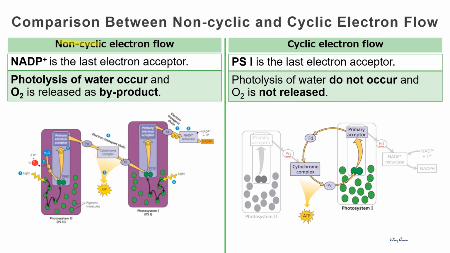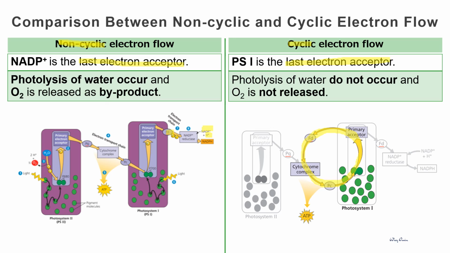And in the non-cyclic electron flow, NADP+ is the last electron acceptor. It will accept the 2 electrons from ferredoxin, the second ETC component, in the non-cyclic electron flow, and combine with the proton from the stroma to produce NADPH. However, in cyclic electron flow, PS1 is not only the electron donor, but itself is the last electron acceptor. This is why we say the electron flow is cyclic, returning to its original state.